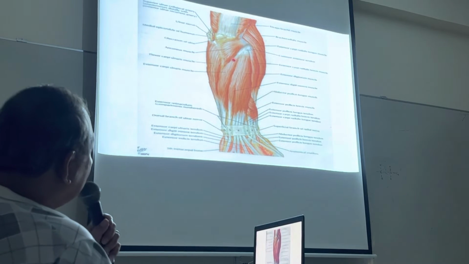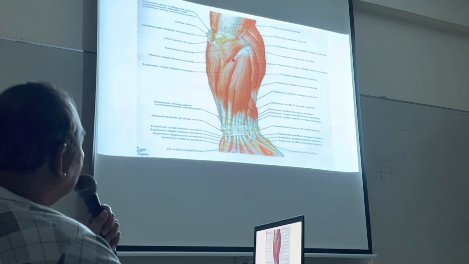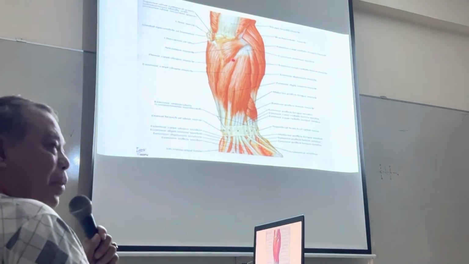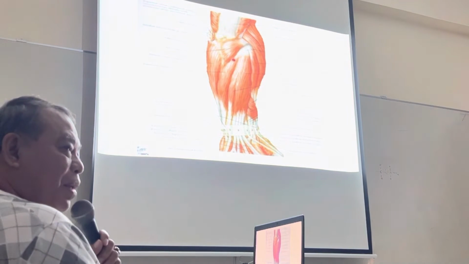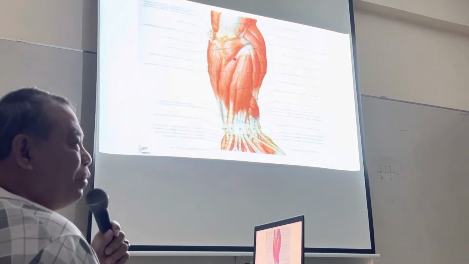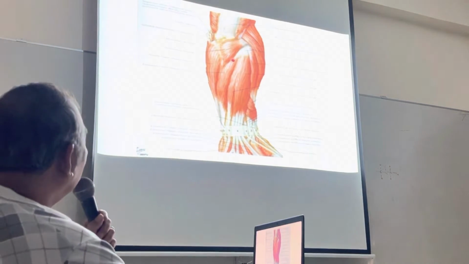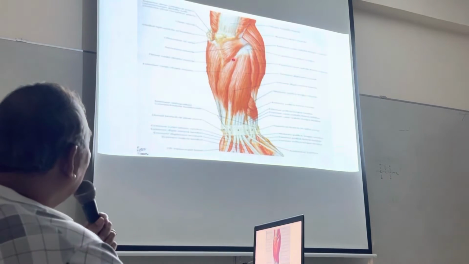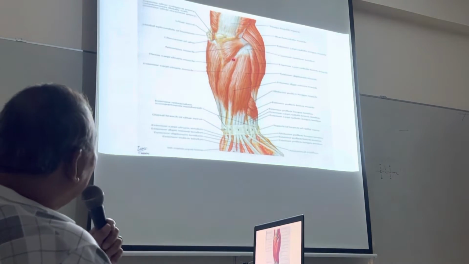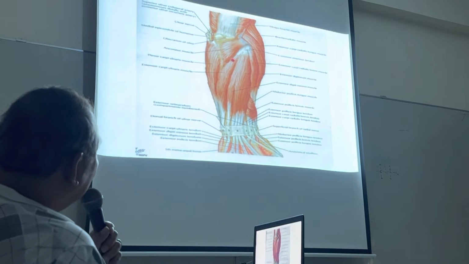So as the name implies, it will extend what? The digit. What digit? Minimi. What is minimi? The fifth finger. So it will extend the fifth finger. Because it is found on the ulnar side, it could also help with adduction.